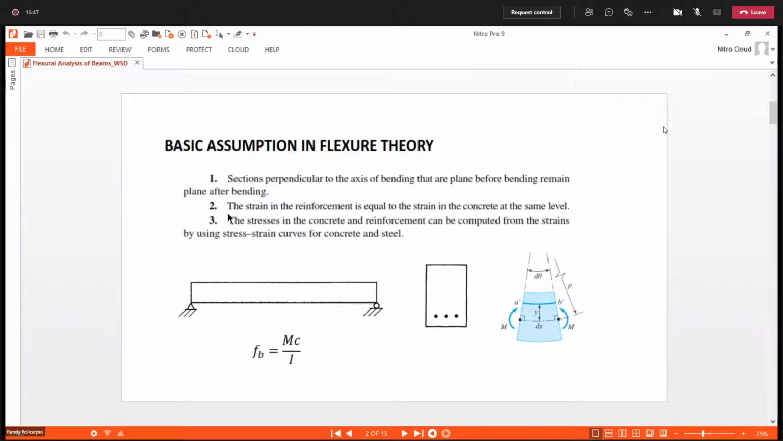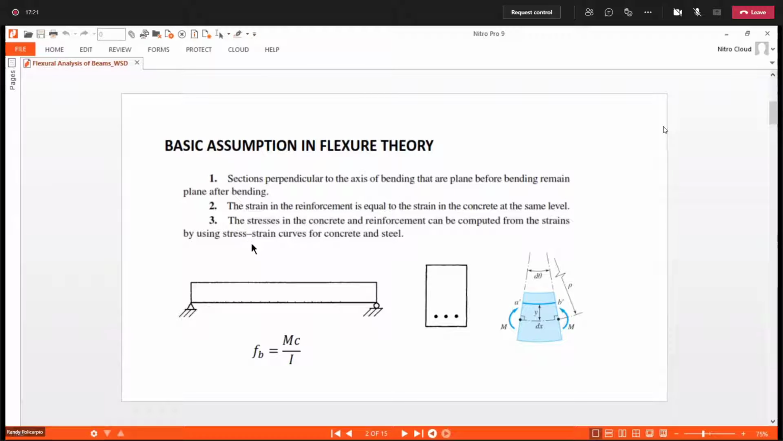Number two, the strain in the reinforcement is equal to the strain in the concrete at the same level. So it's actually a linear relationship between the strain in the reinforcement and in the concrete. That is basically what we call the compatibility relationship between the reinforcement strain and the concrete strain.